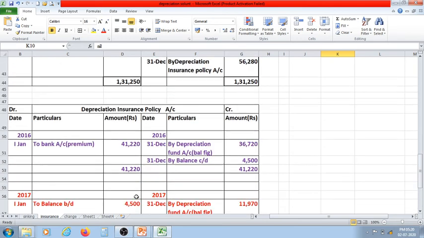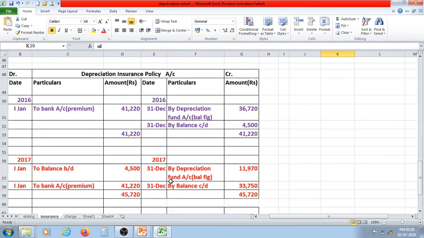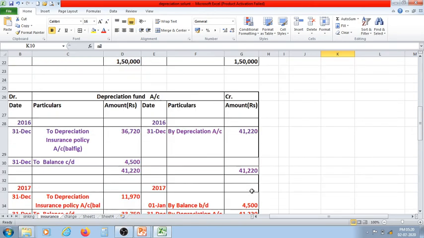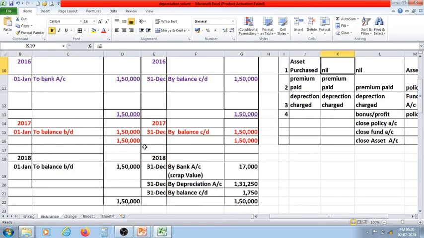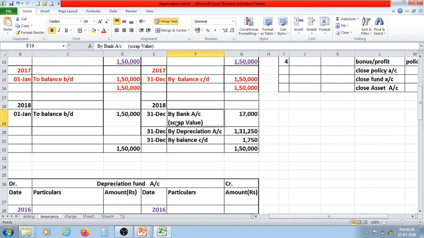Even in the third year, premium is paid, journal entries are passed and the account is tallied. Now open the account for the third year. Machinery account, 2018 is the third year. Open the account to balance brought down 1,50,000. In the problem, it is given that the asset is sold at scrap value. The scrap value of the asset is sold at the sale value 70,000. For that, the journal entry is to bank account 70,000. Okay, this is the only journal entry right now in the machinery account.